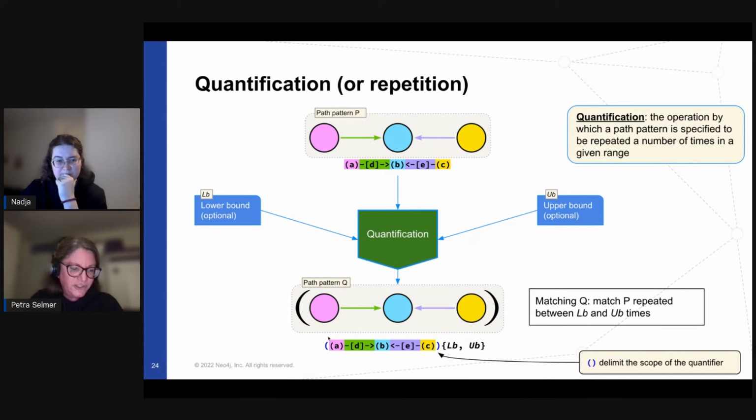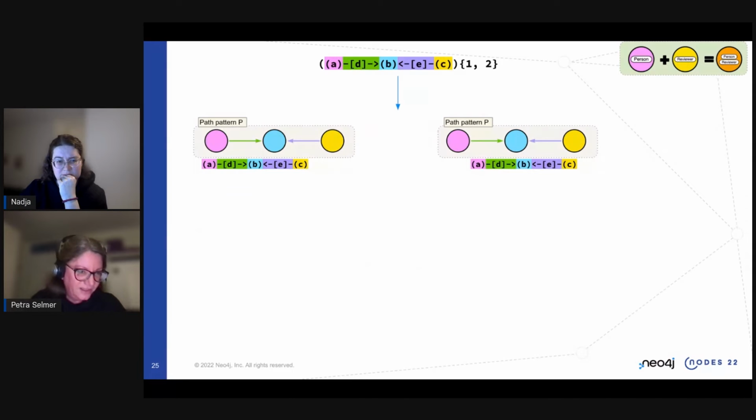And it's very important to take note of these parentheses over here. They delimit the scope of the path pattern which is to be quantified. So let's unpack that a bit more, looking at the mechanics of what's going on behind the hood. Imagine we've got the following quantified path pattern up here. Again, it's our 3 nodes, 2 relationships, repeated at least once and at most twice.